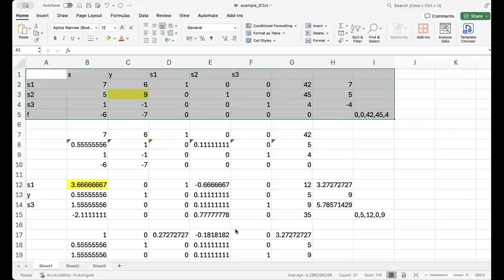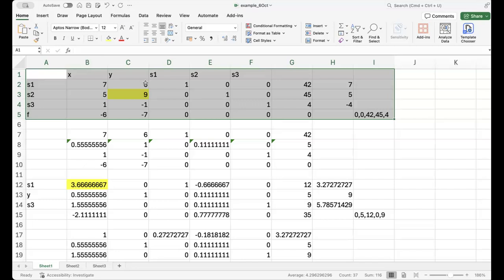Okay. So, you see, this is my Excel. And I suppose that you can do it by yourself, okay? The next problem, you have to do it by yourself. So, you see, we have X, Y, right? S1, S2, S3, okay?